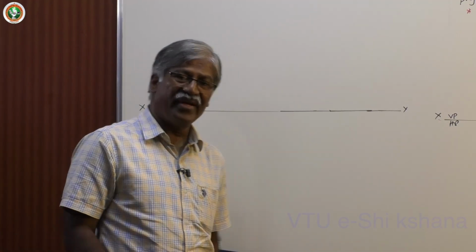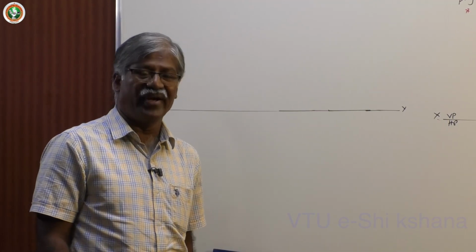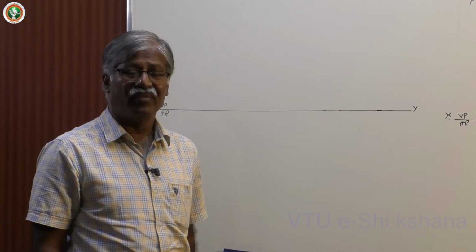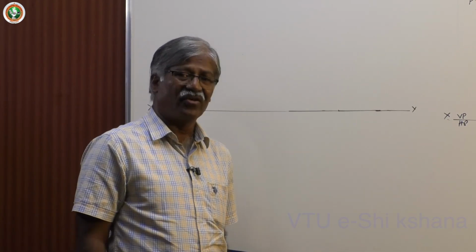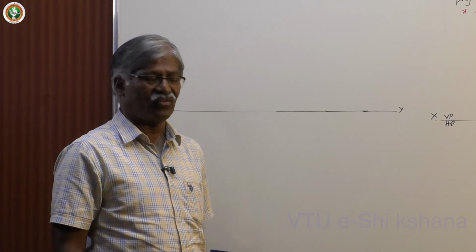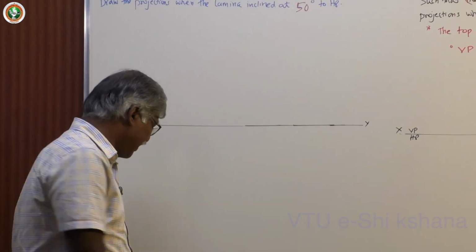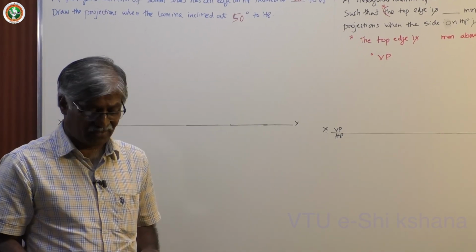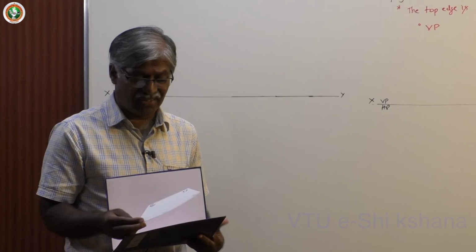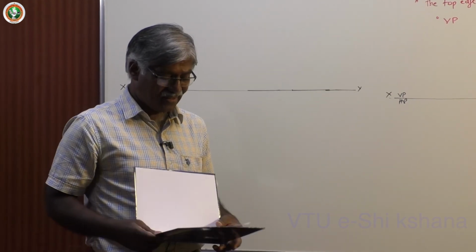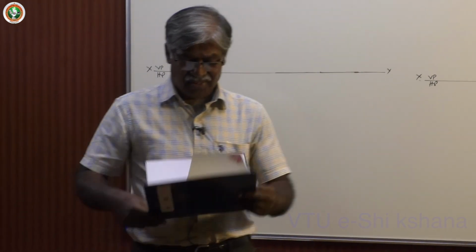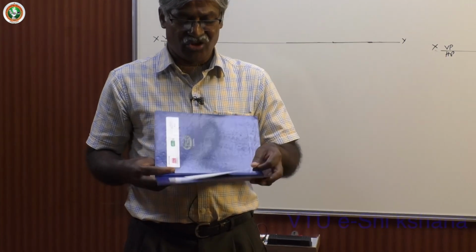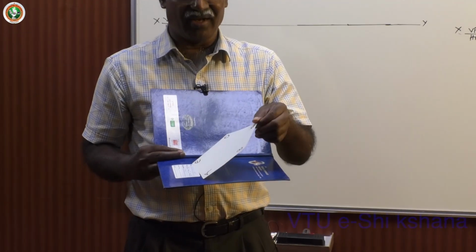Now let me take out one problem on pentagon. Normally in the majority of cases you get a pentagon problem as the prime item in the question paper or test or in the classwork. Now let me take a pentagon. Here we have the corners named A, B, C, D, E, and I can have the references like this. The edge on HP, lamina inclined at some degree to HP.